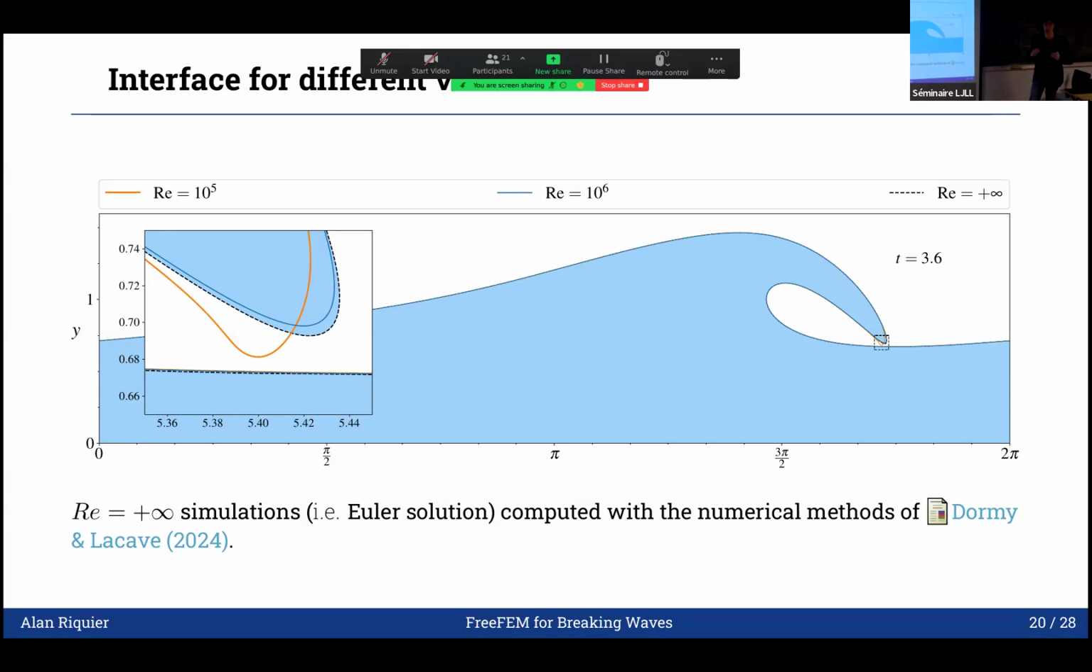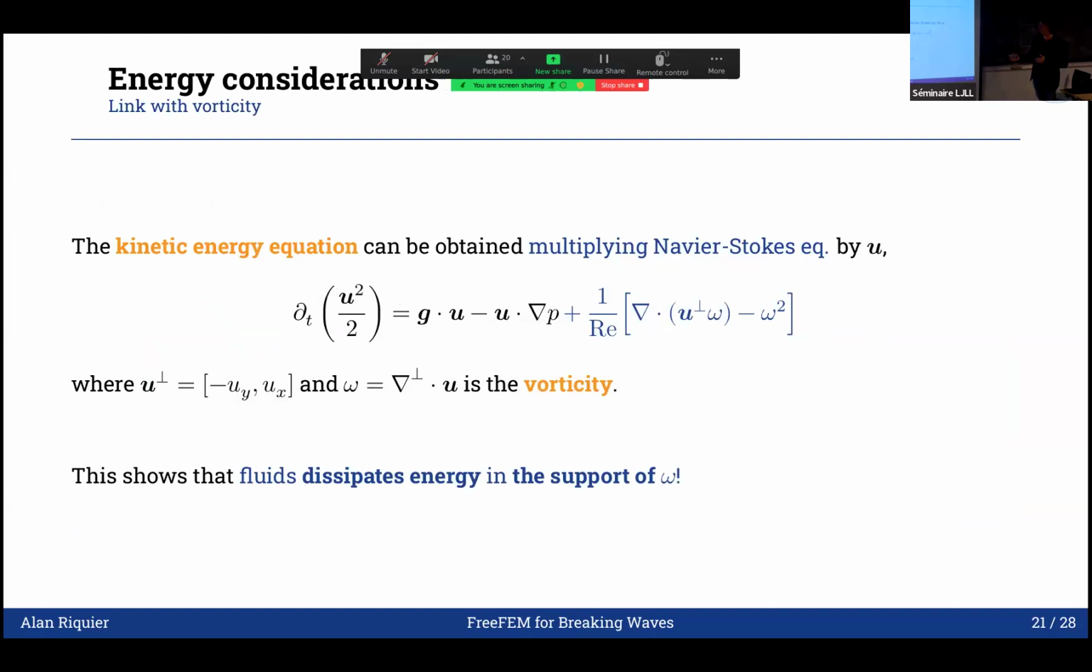If I was interested in a breaking wave of like 1 meter high, the Reynolds number would be about 10 to the power 6 or 7. So this is quite an interesting result. What we can do is show where the viscous dissipation happens. To see this, I take back my fluid mechanics book, and I take Navier Stokes, I multiply it by u, and I get this equation for the energy.